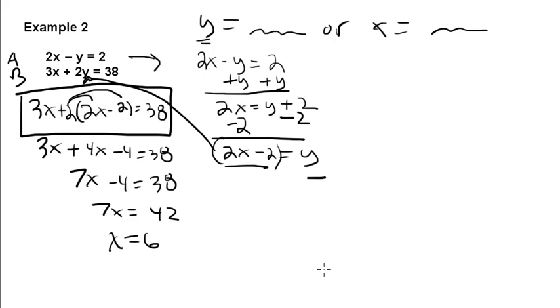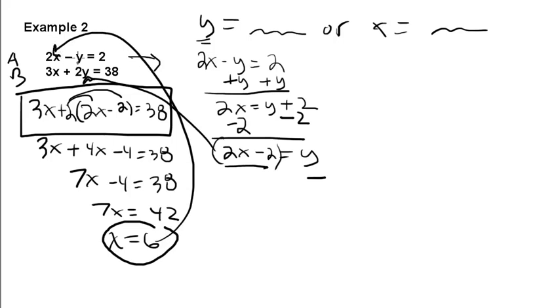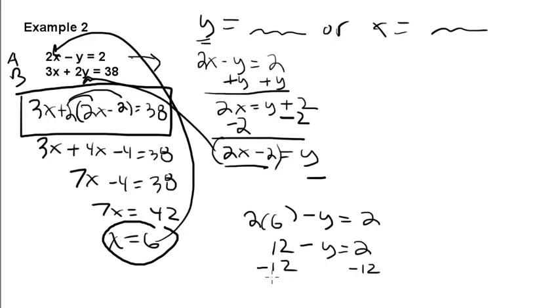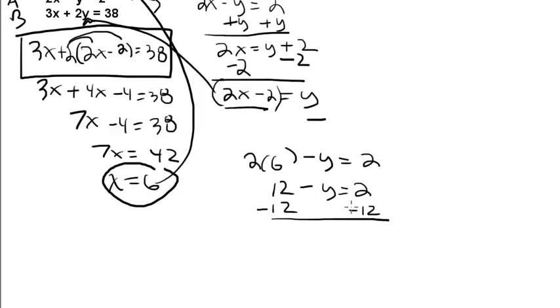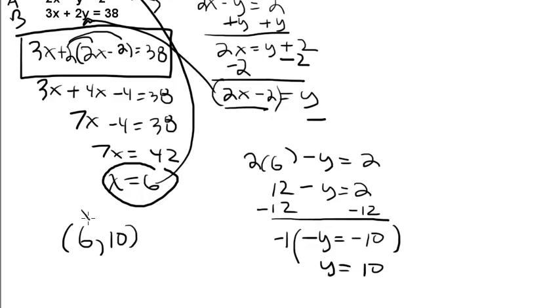Alright, so now that we have our value for x, we can substitute again into either equation to get the y value. And I like this one because it looks a little easier. Equation A. 2 times x, or 6, minus y equals 2. 12 minus y equals 2. Let's subtract 12 from both sides, so that we get negative y equals negative 10. And multiply both sides by negative 1 to get y equals 10. And that's our solution. X equals 6, y equals 10.